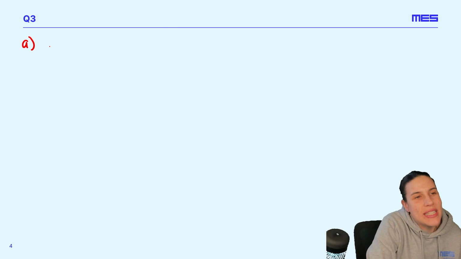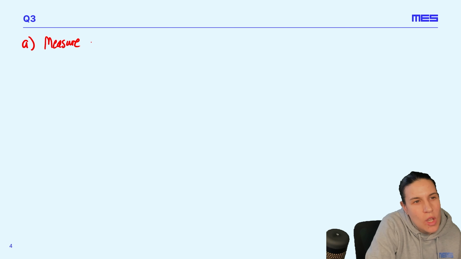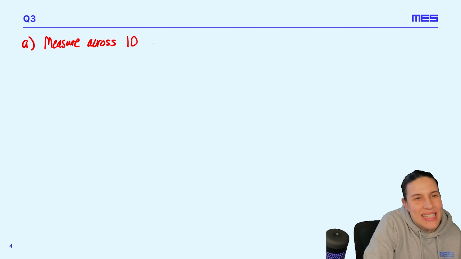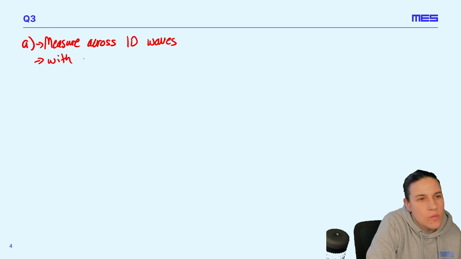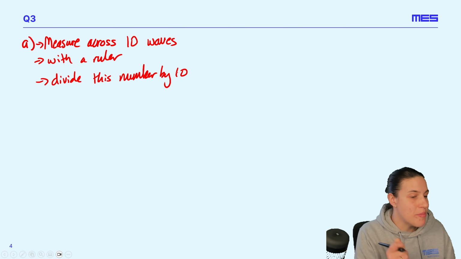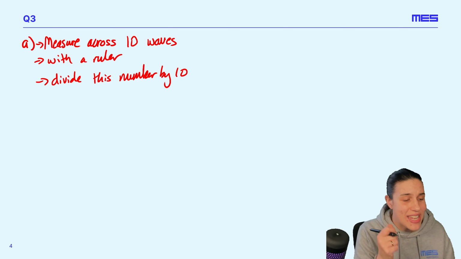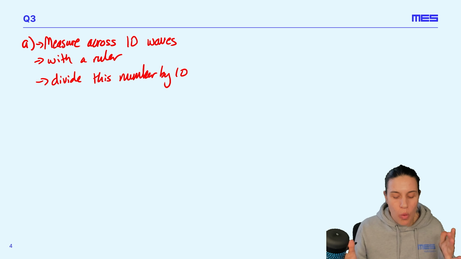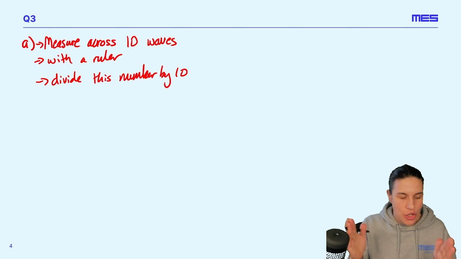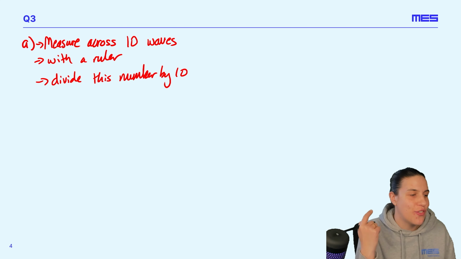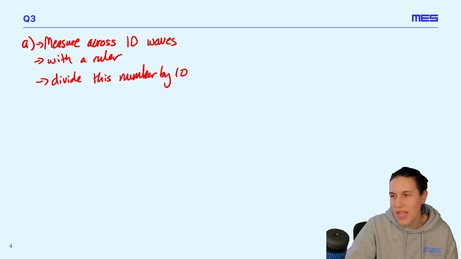So what they need to do is measure across 10 waves with a ruler and then divide this number by 10. We measure across 10 waves to increase our accuracy, okay? So if we measure across 10 waves, then what that means is that we're taking a larger measurement, then we're going to divide that number by 10 to find the length of one wave.